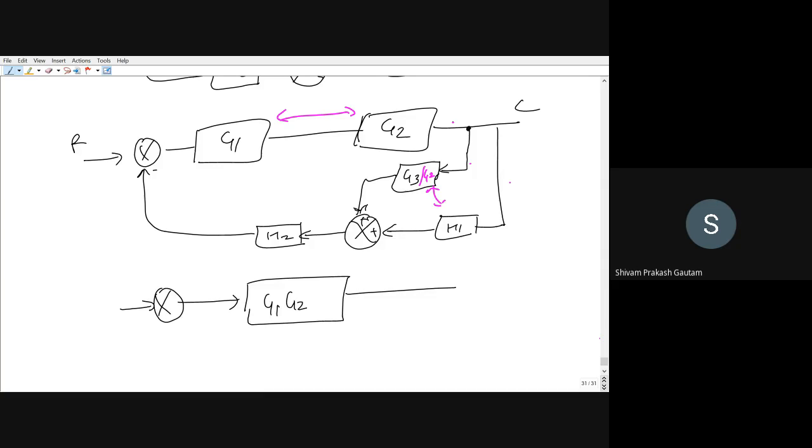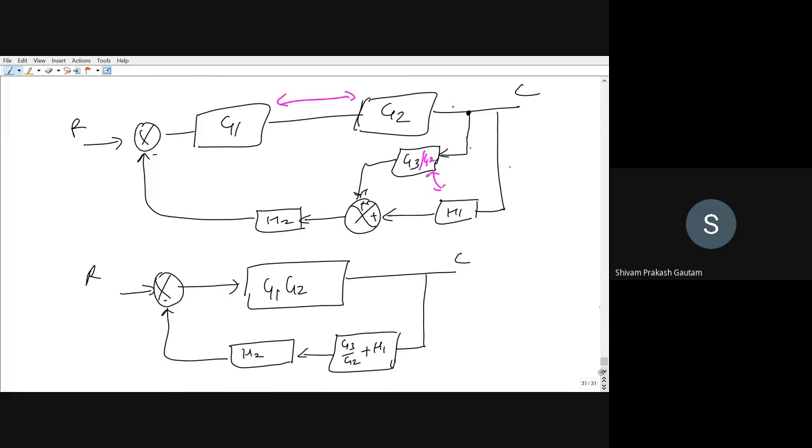And again, these two blocks are in parallel, and they both are having a positive sign. So this will be G3 by G2 plus H1. Then this summing point will vanish, right? And we will be having another H2. This is minus. This is our R. This is our C. Any problem in this point?